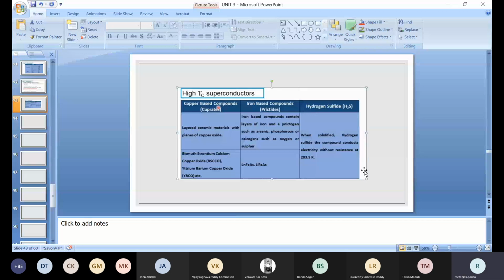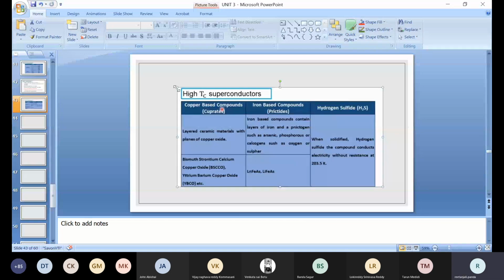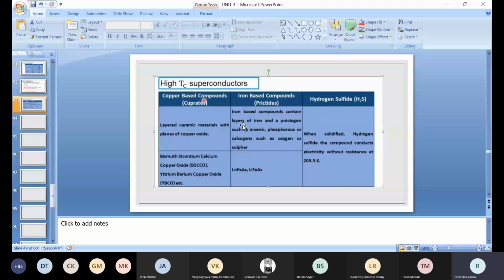So these are different types of high critical temperature superconductors. We are having three types of superconductor with high critical temperature. One is copper based, one is iron based, and another is hydrogen sulfide. Copper based means the main material we use here is copper. Till now, whichever type of superconductors we are using, they are copper based only. We are not using much iron based superconductor, neither hydrogen sulfide.